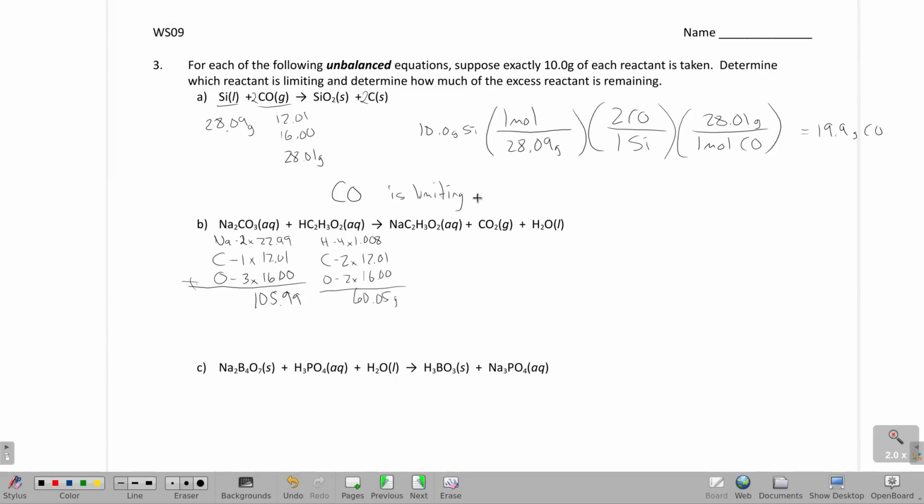Alright, we're going to do something just like we did up here. We're going to assume we had 10 grams of the sodium carbonate. So convert that into moles of the sodium carbonate.